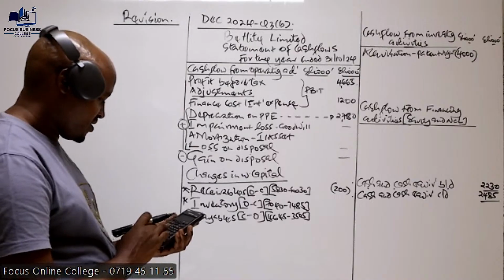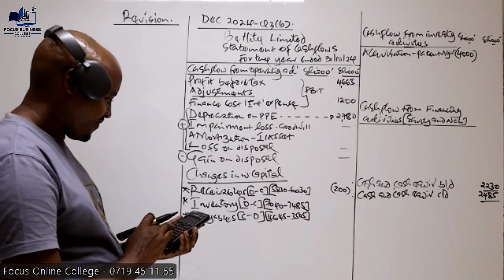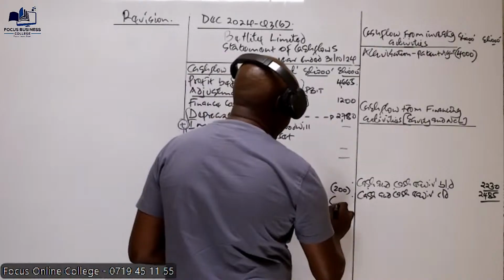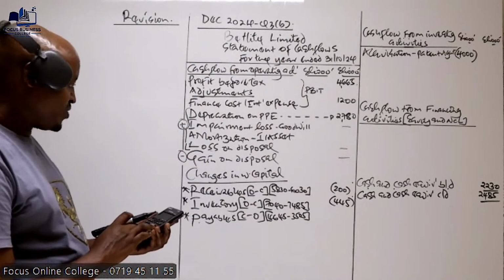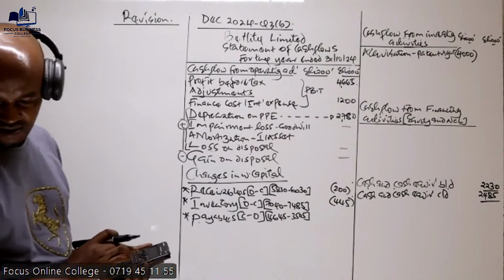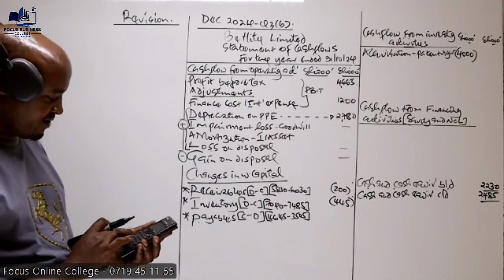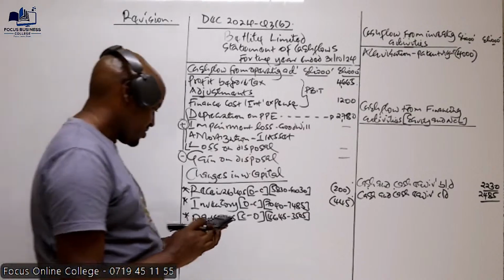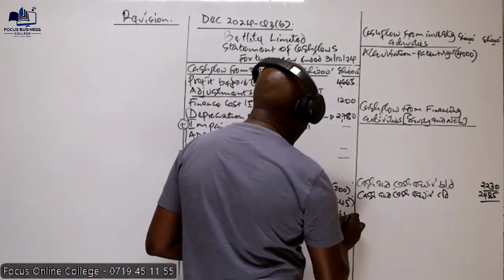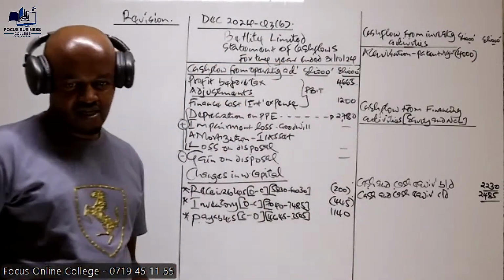7485, 7040 minus 7485. That one will give us negative 445. I hope that is what you're getting. What about payables? We have 4645 minus 3505. And I'm getting 1140. Is that what you're getting?